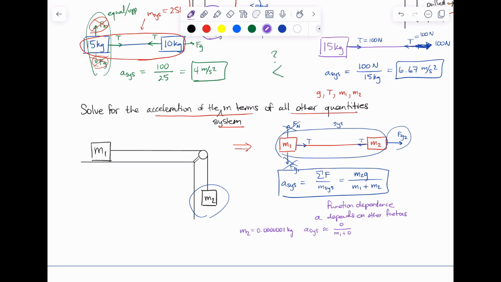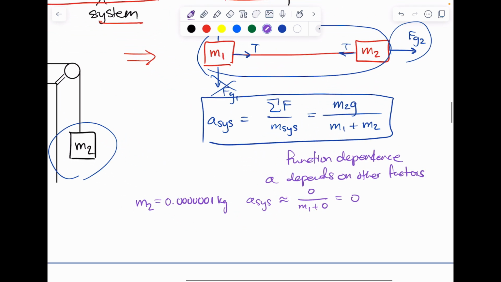Intuitively, what would happen if m2 was extremely tiny? Well, we wouldn't expect the system overall to accelerate a whole lot, because we know that the only force accelerating is the gravity on m2. If m2 is very, very light, we shouldn't expect much acceleration, and this is what the calculations bear out, right? If m2 is extremely tiny, we get an acceleration of the system which is essentially 0.